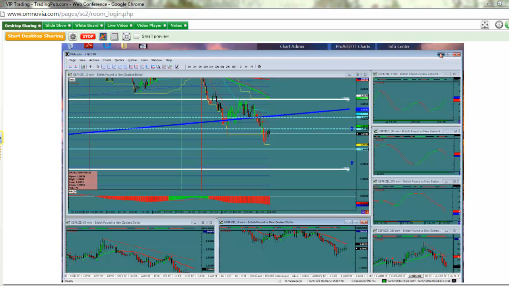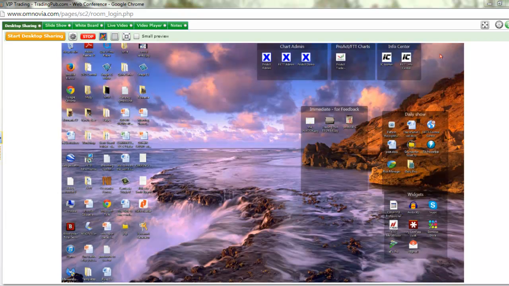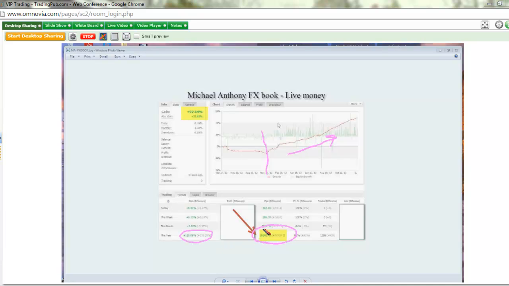Michael Anthony's in the room right now, and he gave me permission. I blocked off his money. You don't need to know how much money he made, but what you need to see is he's got 26,000 pips starting November. There's his equity curve right there. He has over here this year 110% gain this year. Double his account plus. All right, that's a live account.